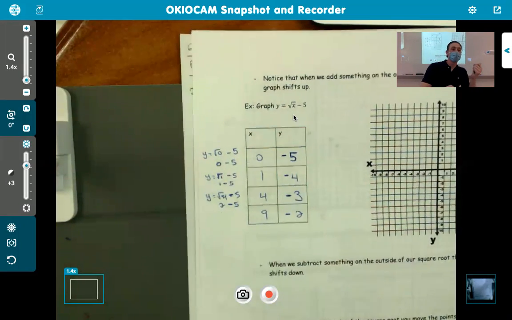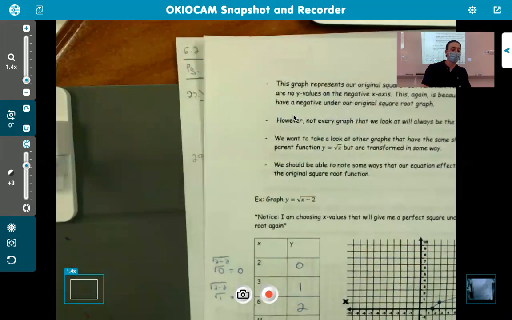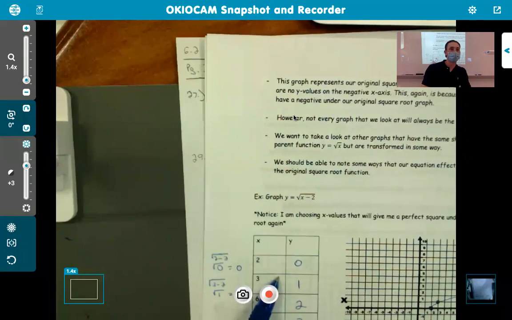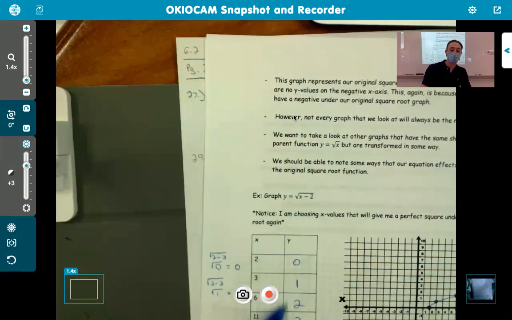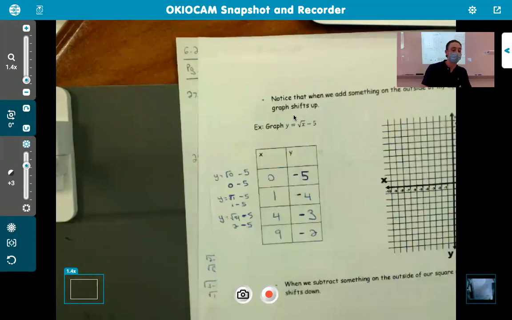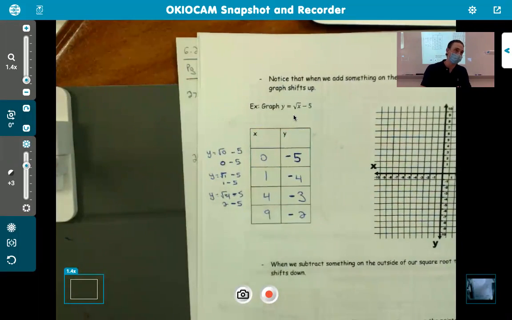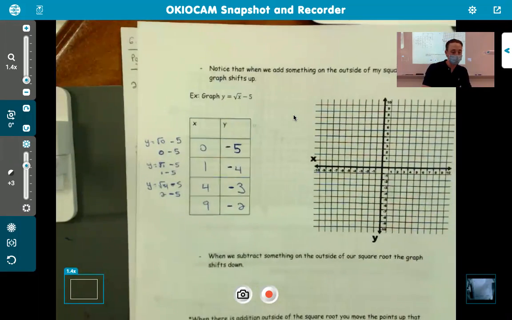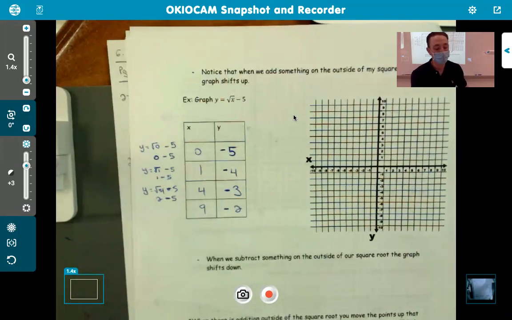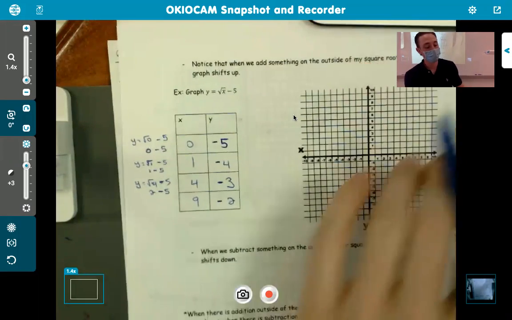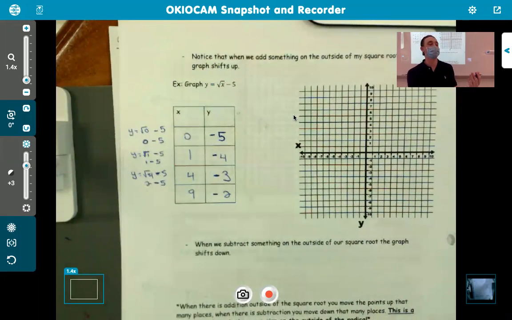So Emma, going back to your point from earlier, notice that when we're having a horizontal shift, like we're moving to the left and right, all my y values were the same. When I'm moving up or down, all my x values are the same. Okay. So that's just another thing to kind of keep in mind. So now I'm going to go through and plot my points. And our assumption was that when we're subtracting on the outside, we're going to move down. Let's see if our assumption is correct.